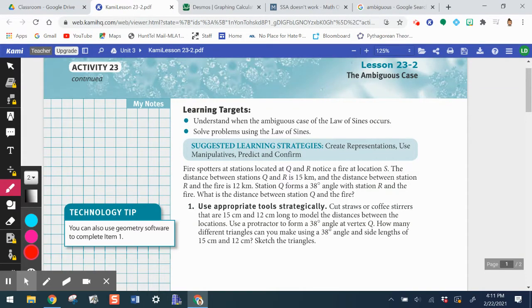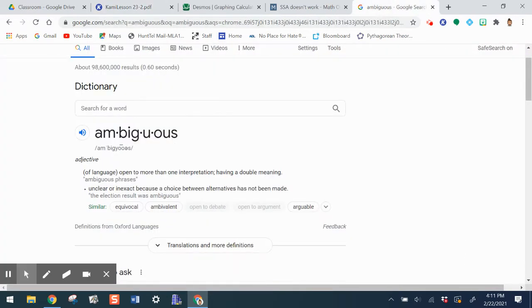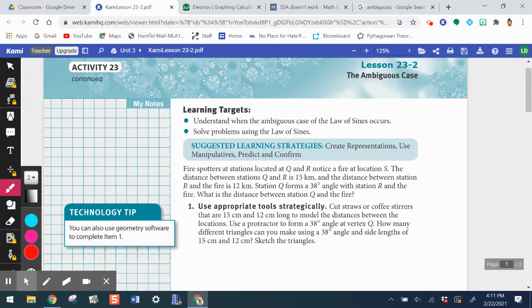Well, hello and welcome. We are pushing into activity 23 on none other than lesson 23-2, known as the ambiguous case. And so we're going to see that word pop up. So I thought even before we actually dive into the lesson, we'd look at the definition of ambiguous. It's an adjective, which means open to more than one interpretation, having a double meaning, unclear or inexact because a choice between alternatives has not been made. So what we're saying is that there are two choices here, and it's unclear which one we're going to choose.